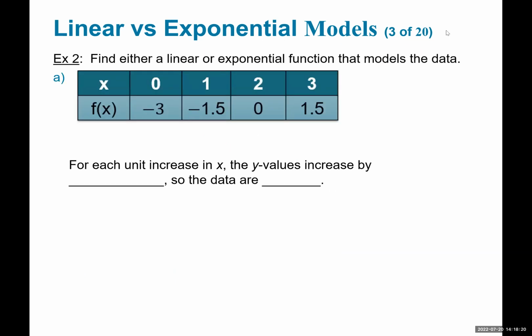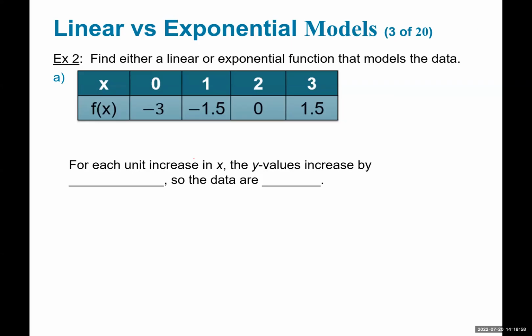Okay. From a table, how do you know if it's linear or exponential? Remember, linear is when we're just adding the same thing every time. Exponential, on the other hand, is when we're multiplying. So right here, it looks like we're adding 1.5 every time. So therefore, this will be a linear function because the y values are increasing by 1.5 through addition. So the data is linear. So every time you're adding in the range, that is going to be a linear function.